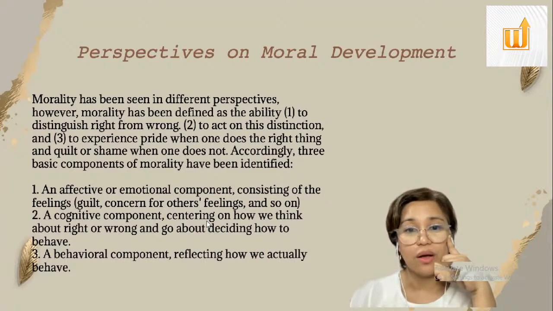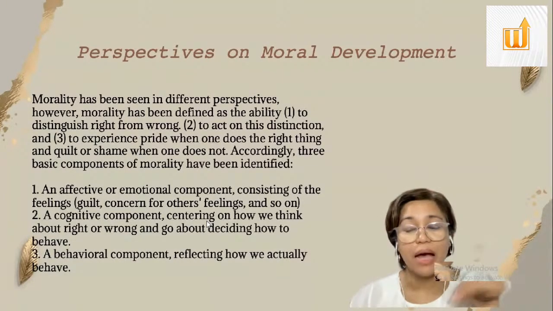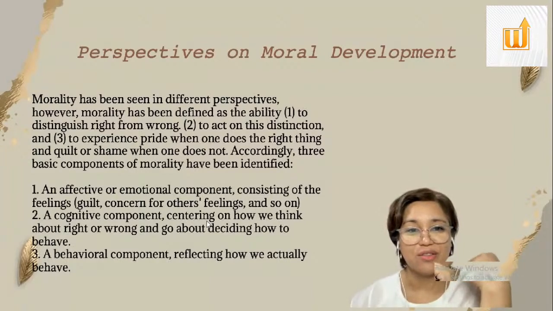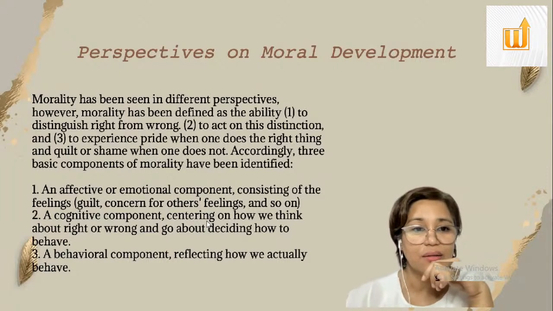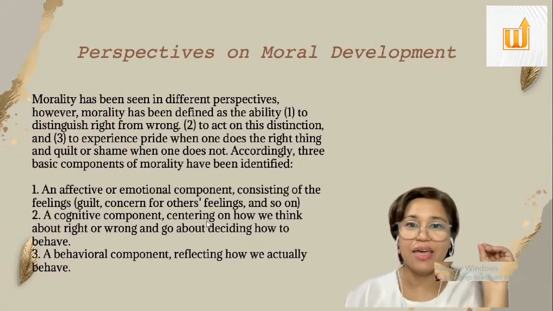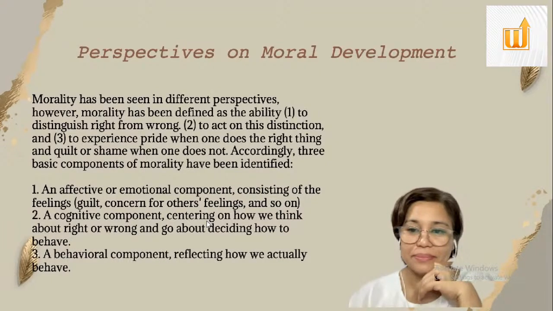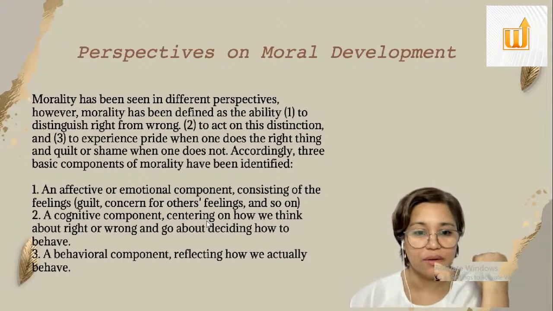Number two is to act on this distinction. You know what's right and what's wrong, you act on the right. And then number three, to experience pride when you do the right thing. Okay, this is important, no, this ability is important for a child to live in this world, no, to communicate with others as well.